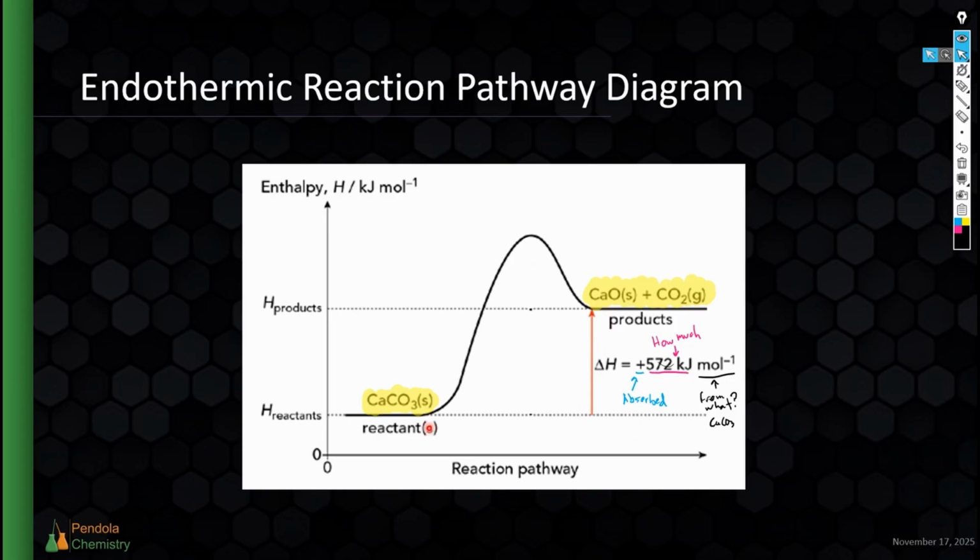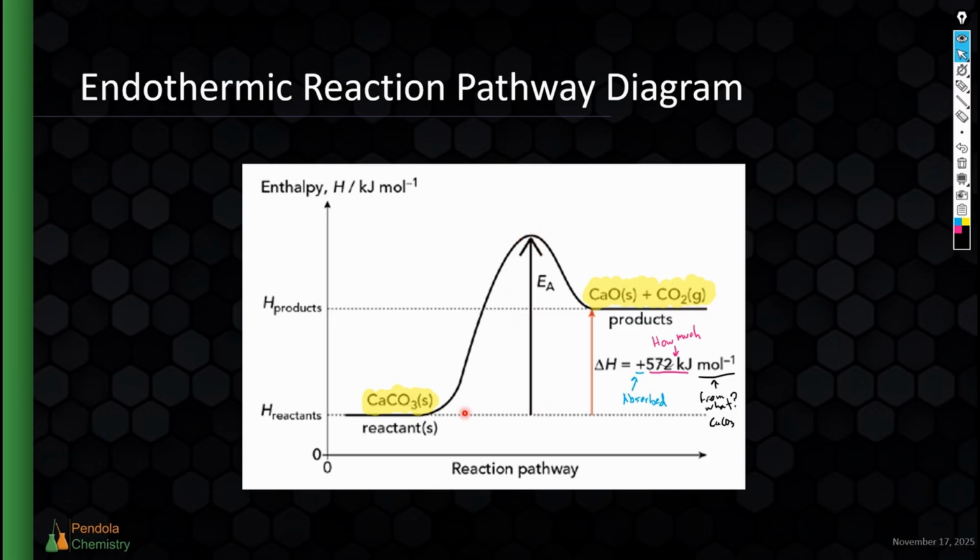It's positive because the reactants are lower in energy than the products. We can see that because the arrow for the enthalpy change points up. Now again, we're going to have a hill connecting the products and the reactants, not a straight line. And that's because that hill coincides with the activation energy for this reaction.